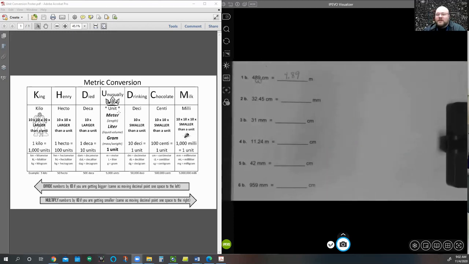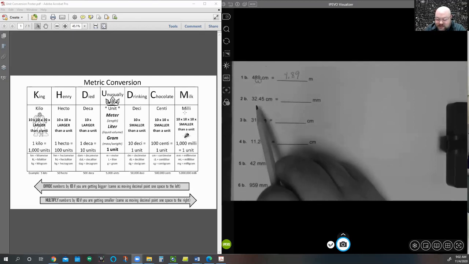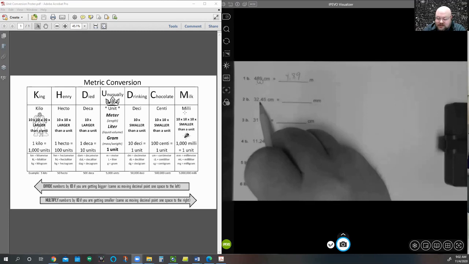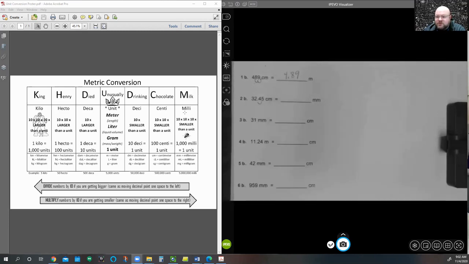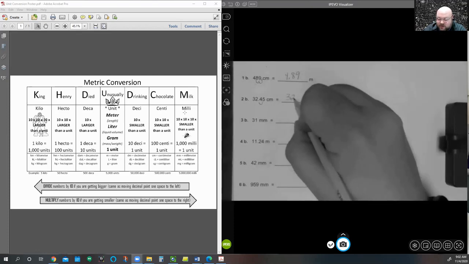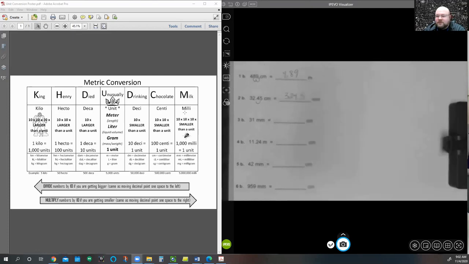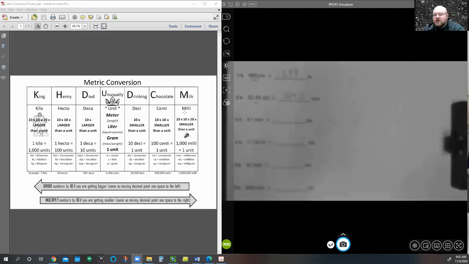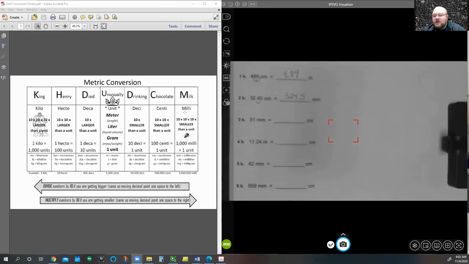Same thing with this next question. It's going from centimeters to millimeters. So we look over at our chart here. It's going from centi to milli. This time, we're not going left, we're going right. So our decimal goes 1 jump to the right. This time they give us the decimal. It starts right here, and we go 1 jump to the right. So 32.45 becomes 324.5. Again, this next one, it is going from millimeters to centimeters.